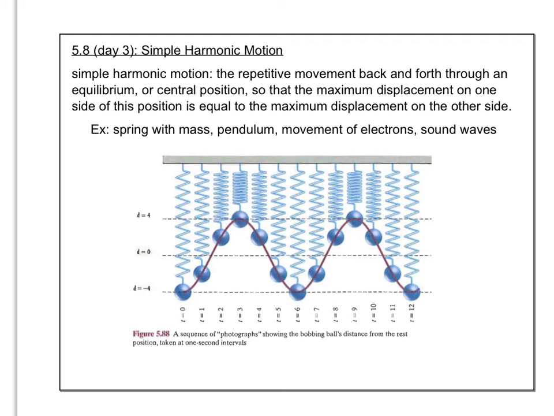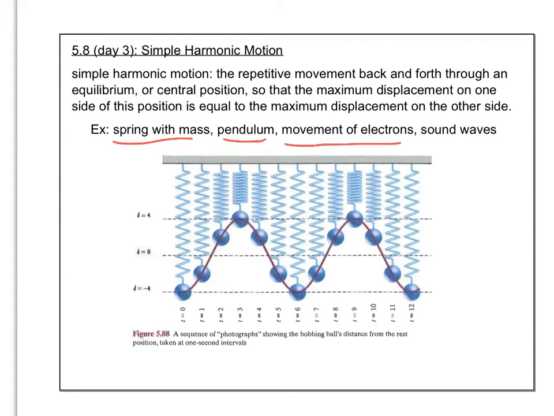The definition is here. It's the repetitive movement back and forth through an equilibrium or central position, so through like a middle point, so that the maximum displacement on one side of the position is equal to the maximum displacement on the other, which pretty much means how high it goes up from that position, it also goes the same amount low. So some examples are a spring with a mass on it, or a pendulum. If you think of how a pendulum works, it swings out, goes to a center position, swings out to the other side the same amount.